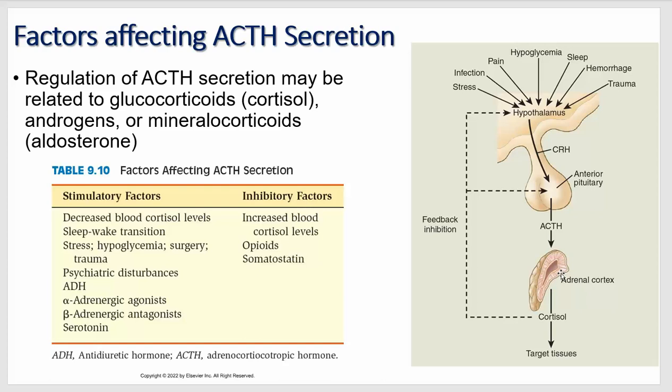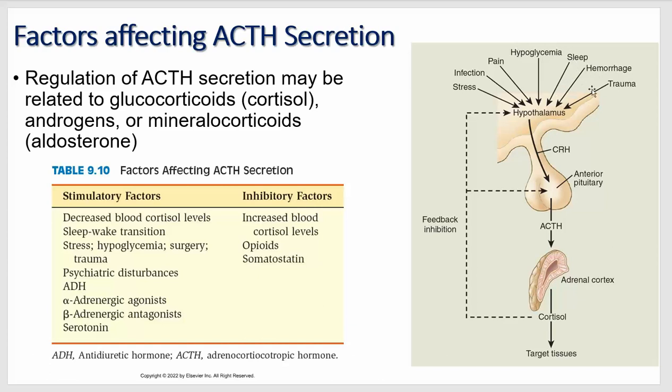Of course, aldosterone is mostly controlled by the RAA system, so the kidney. But usually we're talking about cortisol, but also androgens. So stress, infection, pain, hypoglycemia. If your blood glucose is low, you're going to increase cortisol.